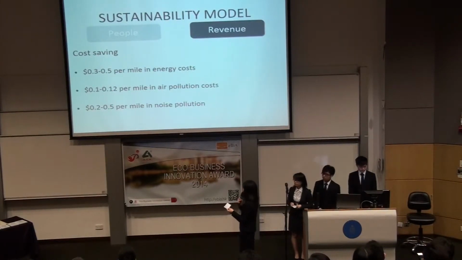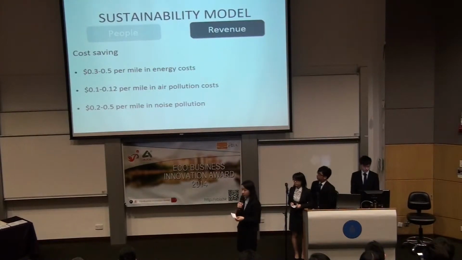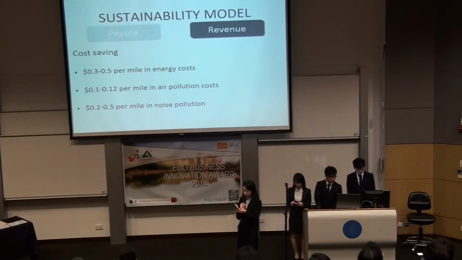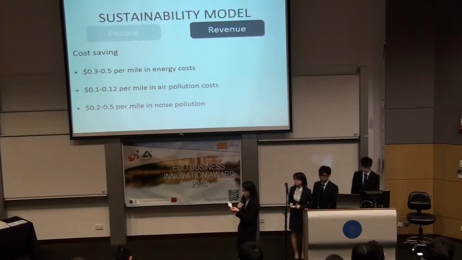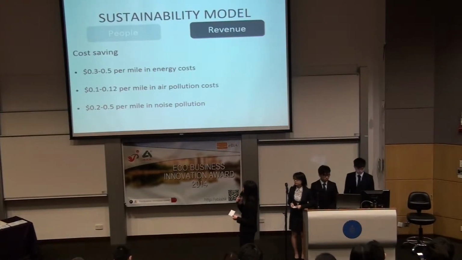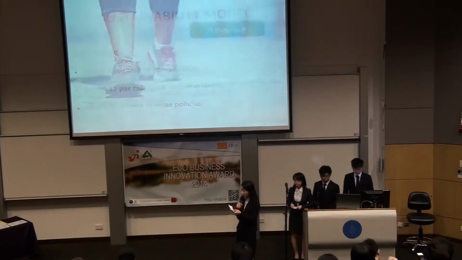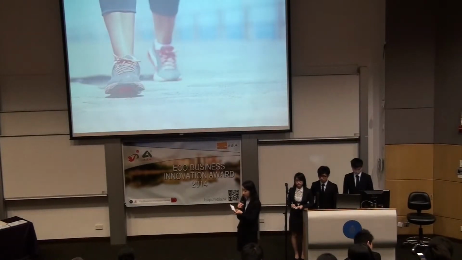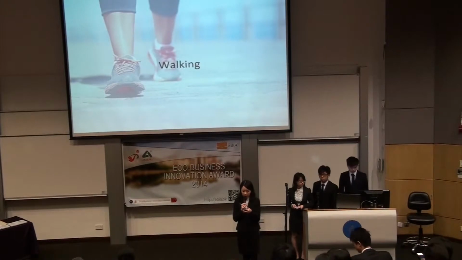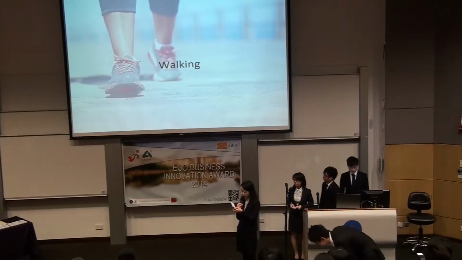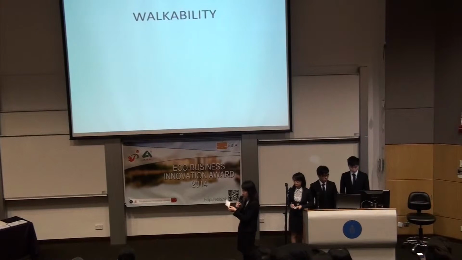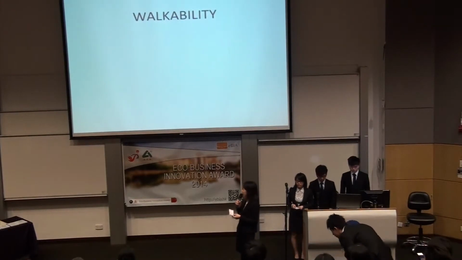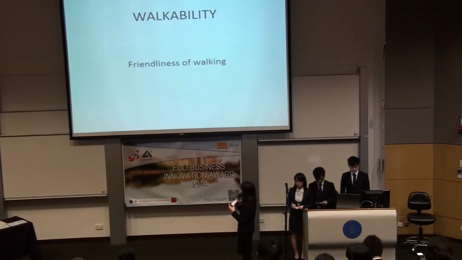A study conducted in the US proved that in a complete and connected network, people will tend to walk or bike instead of driving. So with the reduction of motor car usage, we save costs in terms of the energy costs, air pollution costs, and noise pollution. Apart from joining the inner area with bicycle, we highly encourage walking. With the high connectivity we created, the walkability of the eco-community is greatly enhanced. Walkability is the friendliness of walking.